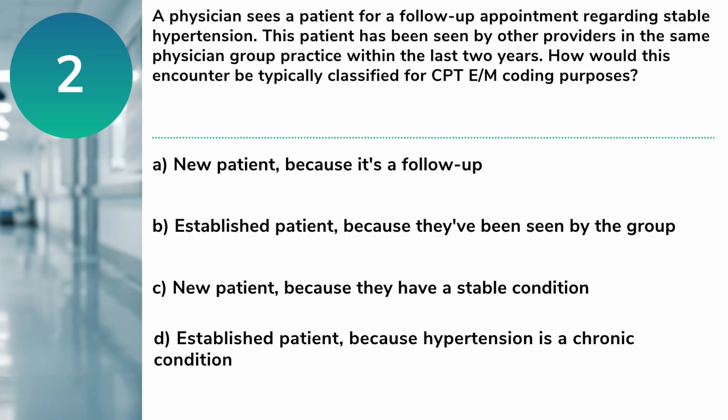A. New patient, because it's a follow-up. B. Established patient, because they've been seen by the group. C. New patient, because they have a stable condition. D. Established patient, because hypertension is a chronic condition.